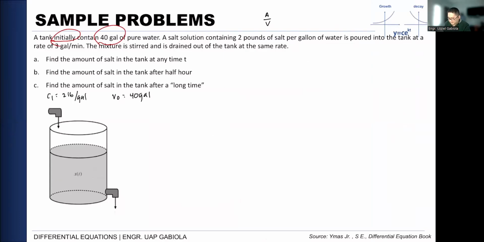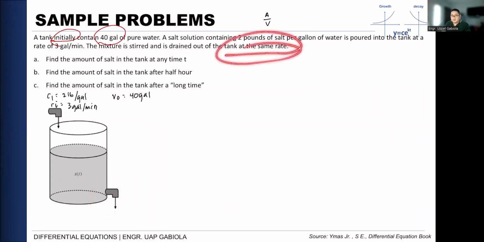Okay? And then, meron daw siyang rate na 3 gallons per minute. So, yung rate Ri natin is equals to 3 gallons per minute. Okay? The mixture is stirred. So, hinalo siya. And then, meron tayong opening dun sa baba o meron tayong pipe dun sa ilalim na nagde-drain naman nung tank at the same rate.